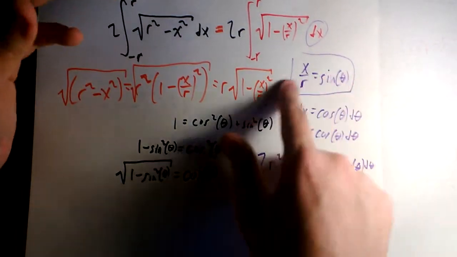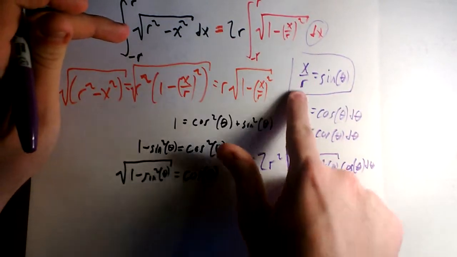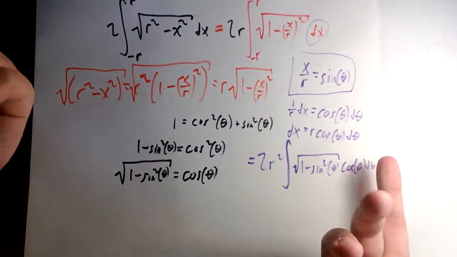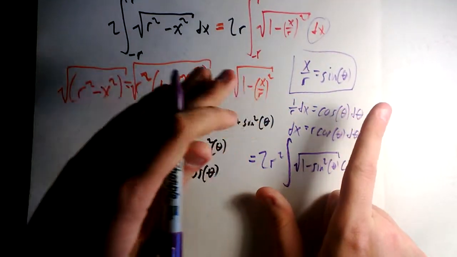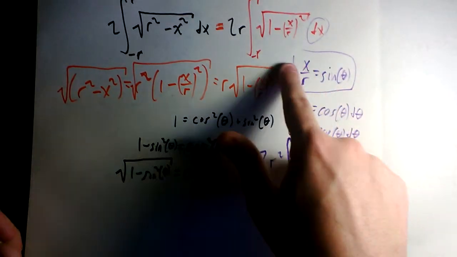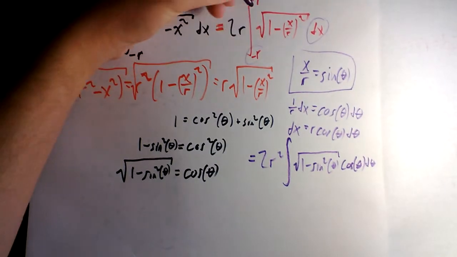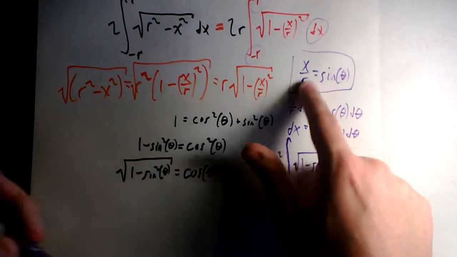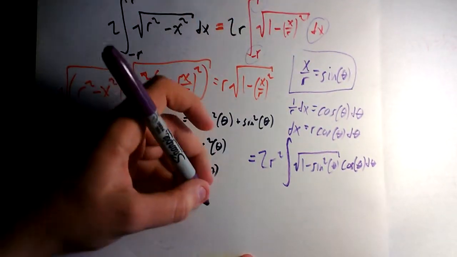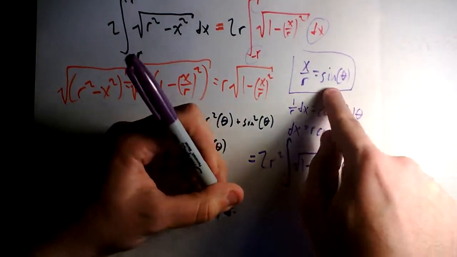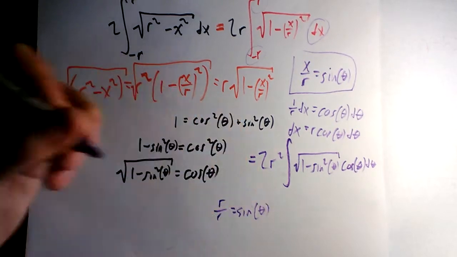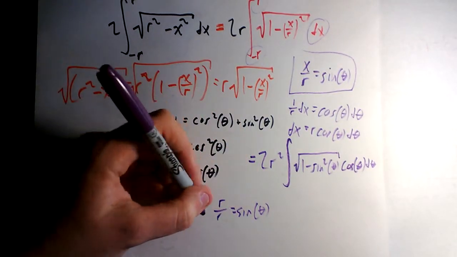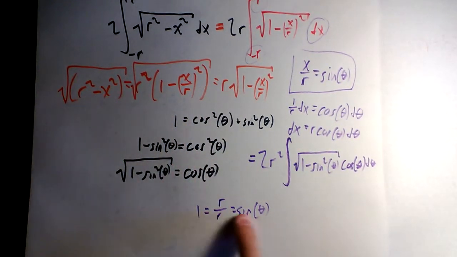No longer are we working in terms of x divided by r from negative r to r. We're now working in sine over here. So we can rewrite this to solve. This is when x is equal to negative r and when x is equal to r, right? So r divided by r has to be equal to sine theta. And r divided by r is 1. When is sine theta 1?